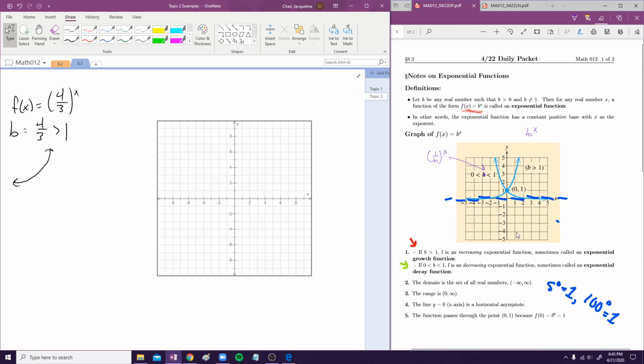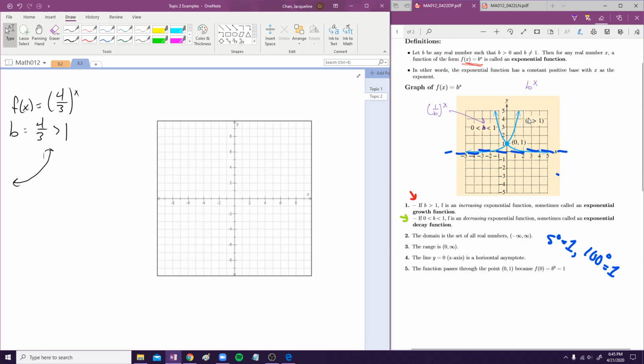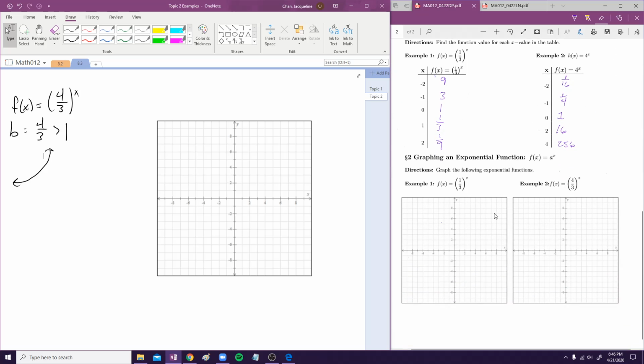So if you want to go up here, if b is greater than 1, then it's going to look like the graph that I'm pointing to. Okay, it's going to increase. So when we plot our points, that means our points should kind of go in an increasing direction. So now let's find our points. So we have x.